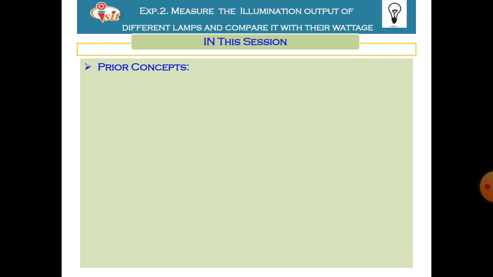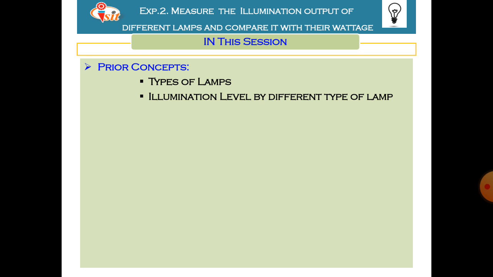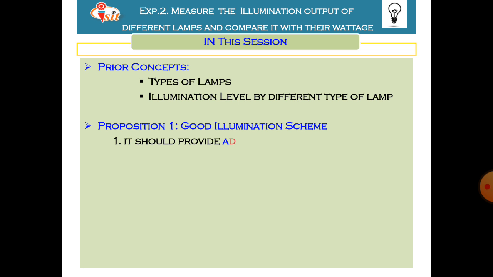Its prior concepts are types of lamps and illumination level by different types of lamp. The propositions for a good illumination scheme are: it should provide adequate illumination. Whatever lamps are used over the working plane, it should provide sufficient illumination all over the working plane.